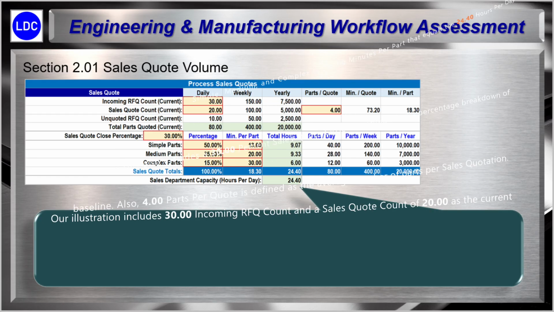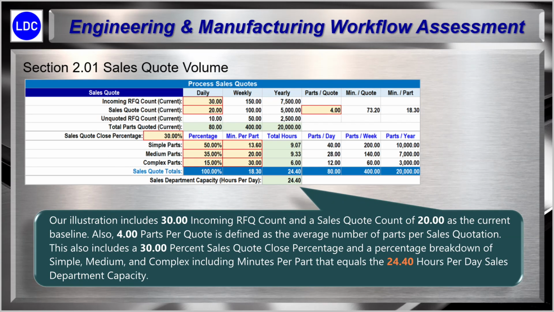Our illustration includes 30.00 incoming RFQ count and a sales quote count of 20.00 as the current baseline. Also, 4.00 parts per quote is defined as the average number of parts per sales quotation. This also includes a 30.00% sales quote close percentage and a percentage breakdown of simple, medium, and complex including minutes per part that equals the 24.40 hours per day sales department capacity.